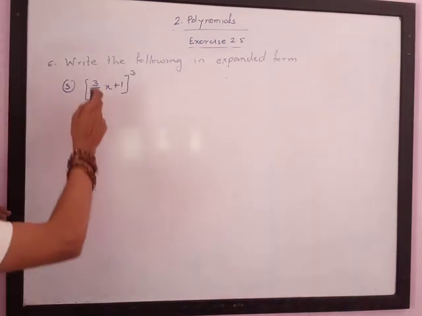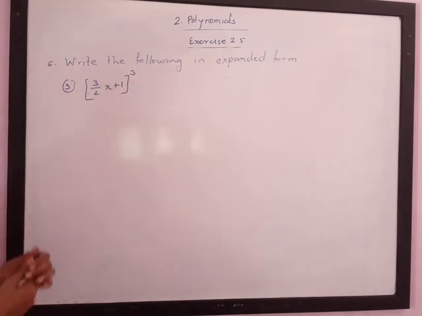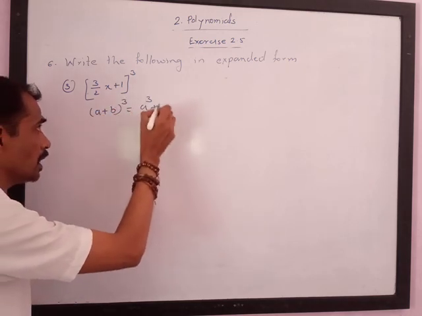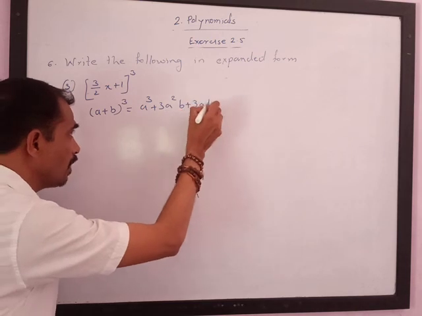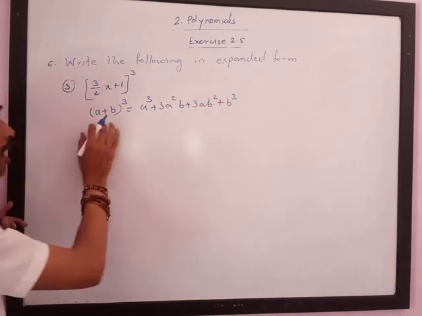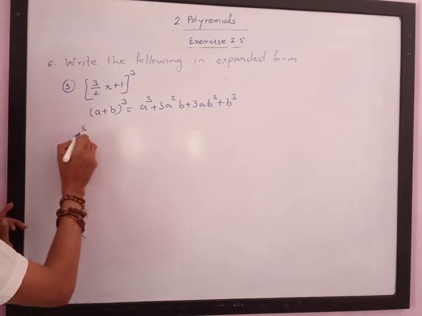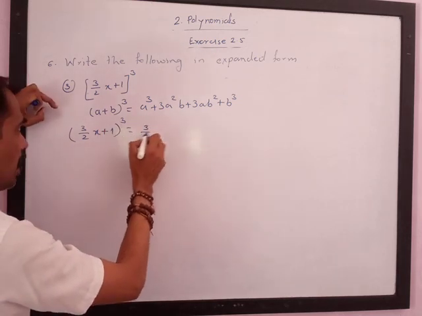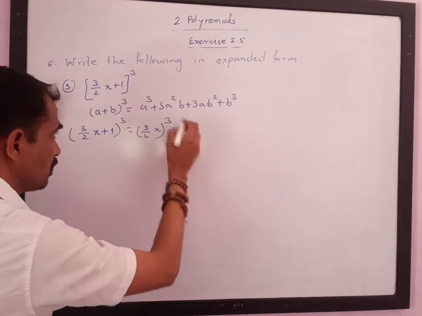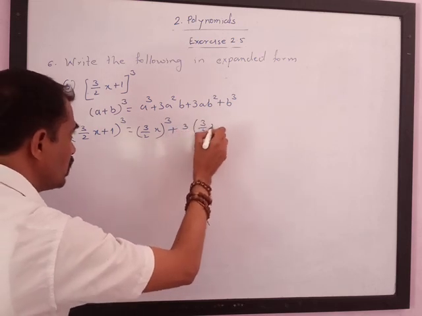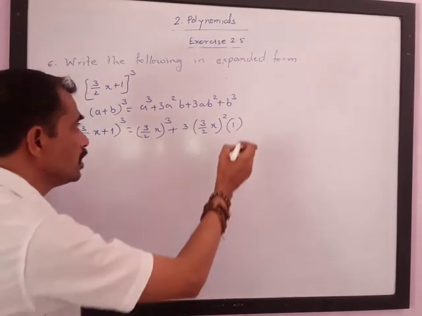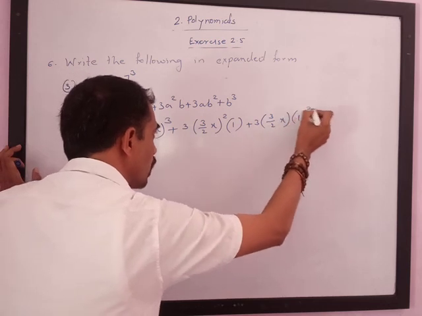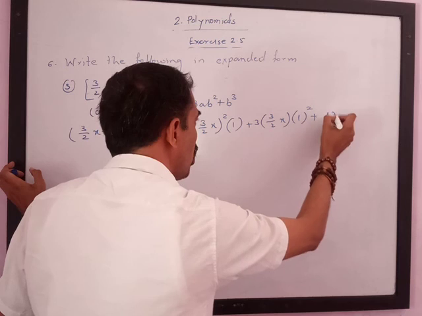Next question is 3 upon 2x plus 1 bracket cube. Now this is an expansion of a plus b bracket cube, that is equal to a cube plus 3a square b plus 3ab square plus b cube. Now it is of this form, so let us solve it. 3 by 2x plus 1 bracket cube is equal to cube of the first, 3 by 2x bracket cube, plus 3 multiplied by square of the first into second, plus 3 multiplied by first term into second term square, plus cube of the second term.